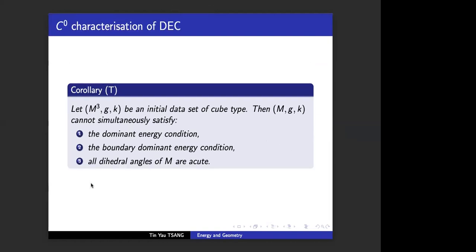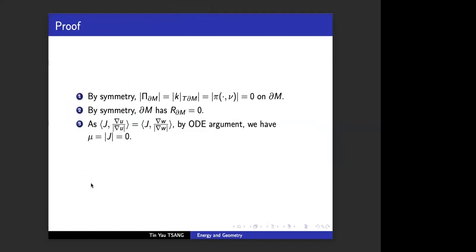Before the proof, I want to emphasize it's a C-zero characterization of the domination condition. Which means that MgK cannot simultaneously satisfy the dominant energy condition, the boundary dominant condition, and all dihedral angles of L cubes. It is impossible. As you can tell when you blow into the box of juice, right? They expand everywhere. So it is impossible. So now let's go to the proof.